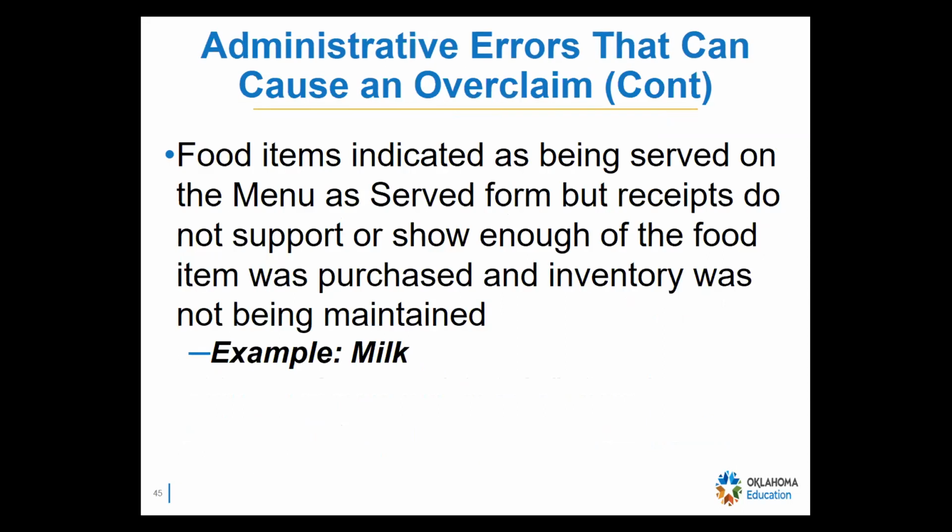Also, if you do not have receipts that show enough food items were purchased, or if inventory was not maintained. An example is milk: on your menu as served forms, you serve 50 gallons of milk, but we're seeing receipts for 20 gallons and you don't have any inventory showing that you have any milk. You're short on milk.